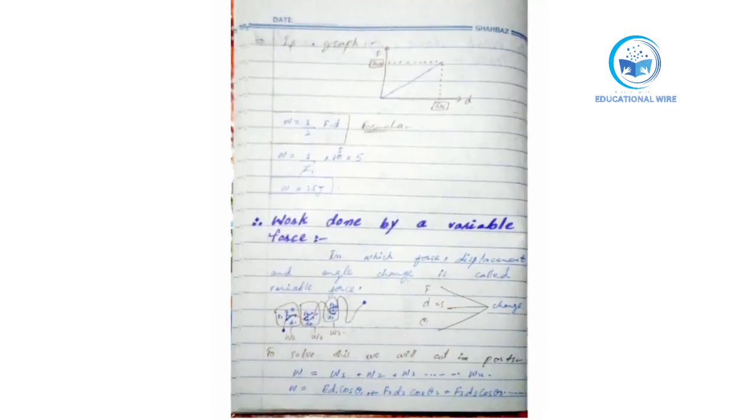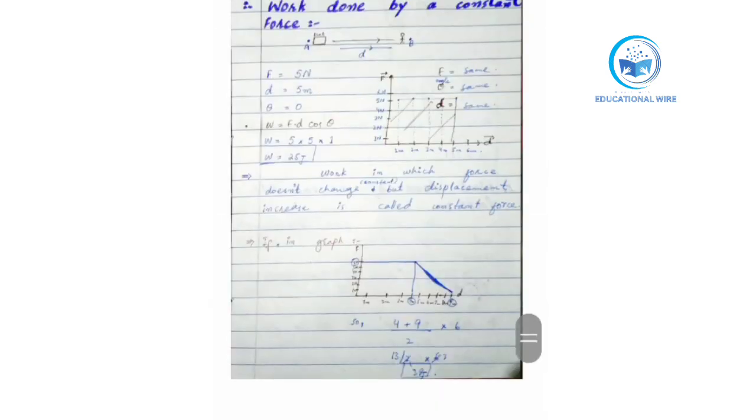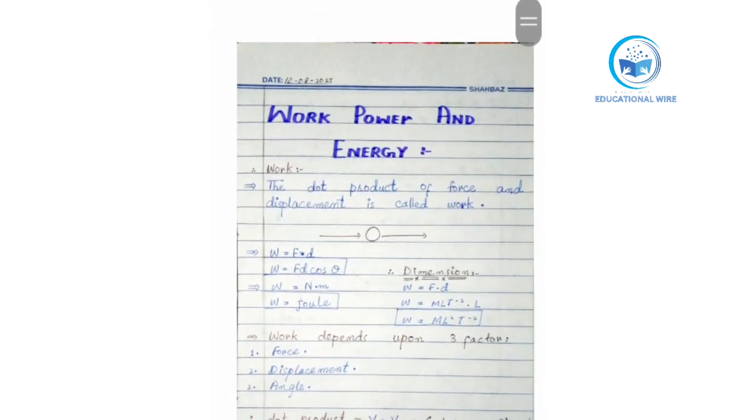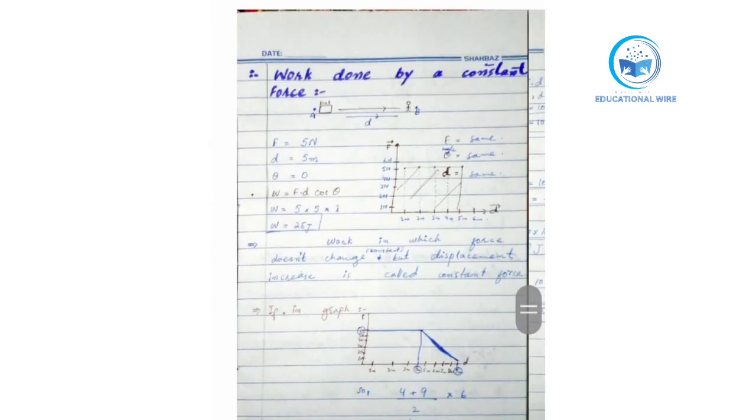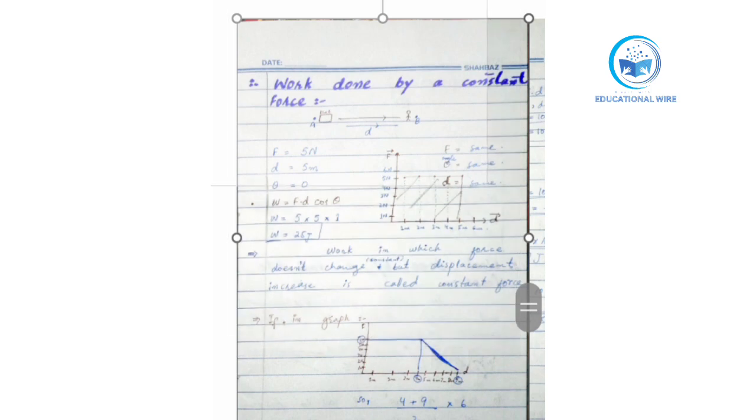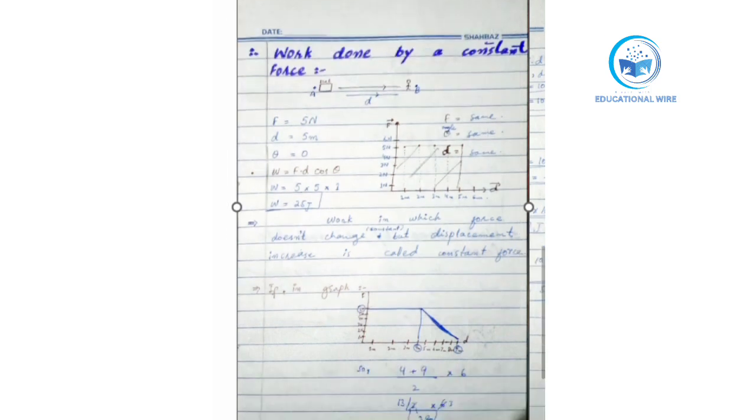I hope today you have understood and enjoyed a lot. Today we have done work done by a variable force. After that we have done work done by a constant force. We have done theta. We have done work, power and energy. We started from here and learned about work, power and energy, what it actually is. After that we are done with theta, and we have done constant force and variable force. Hope you all understood. Thank you so much.